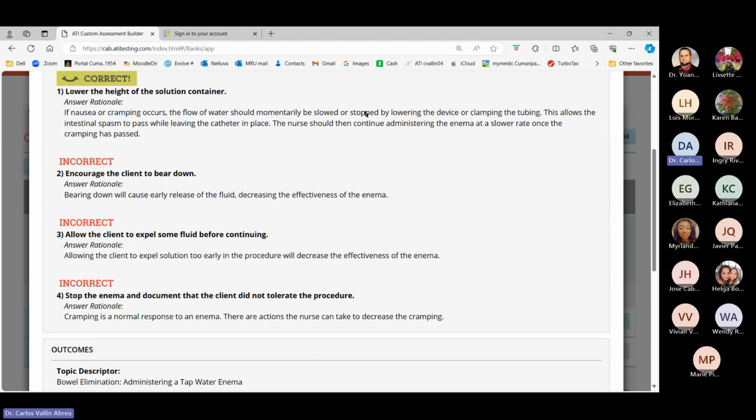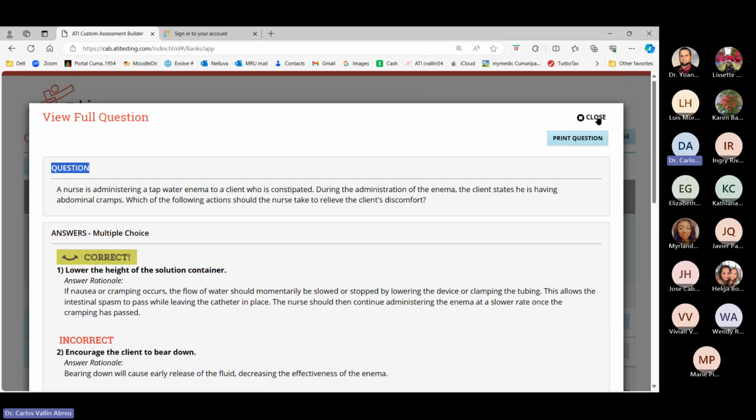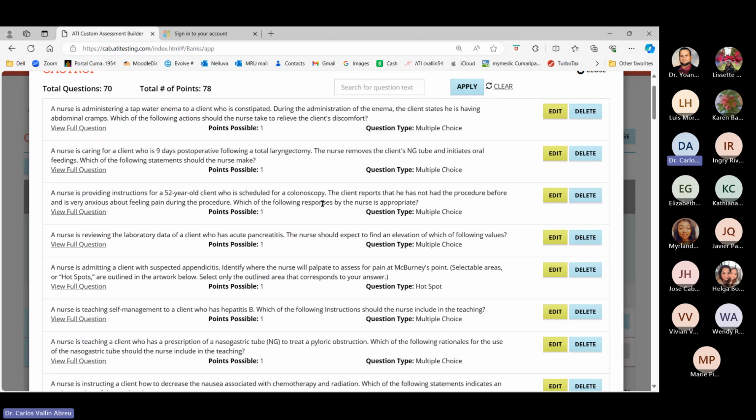Okay. The other options were: encourage the client to bear down, no. Allow the client to expel some fluid before continuing, no. Stop the enema and document that the client did not tolerate the procedure, that is not necessary. Okay, so let's continue seeing how ATI treats this topic.